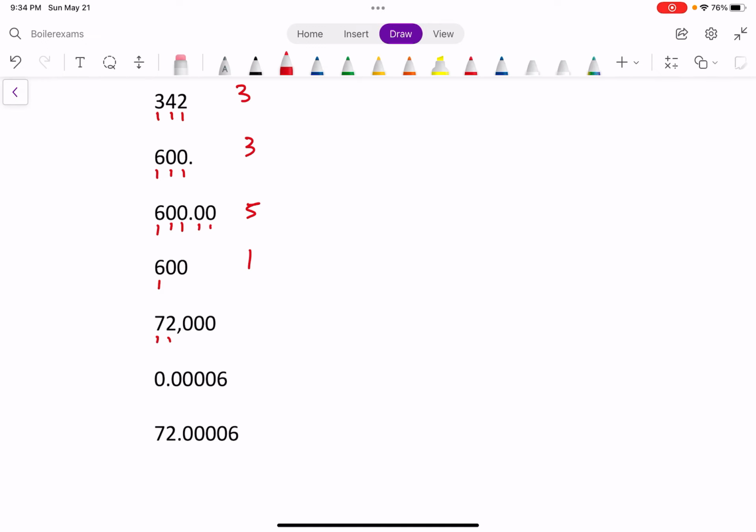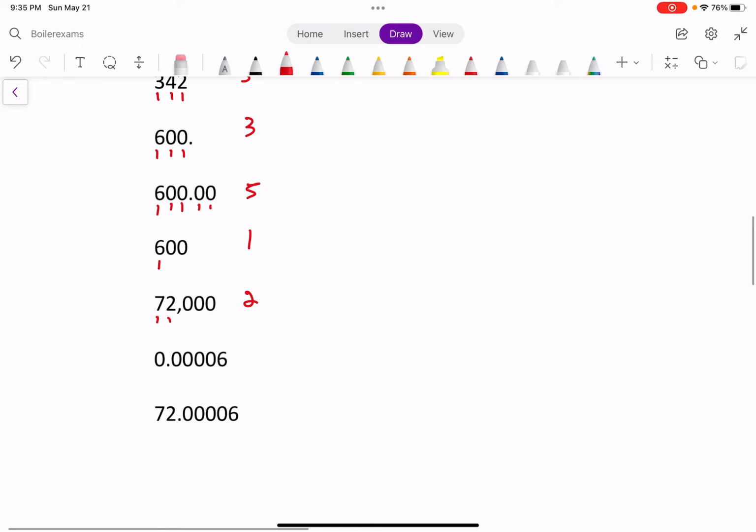We have a 7 and a 2, and none of the other zeros are significant, so we have 2 significant figures. And then same thing when you go to the right of a decimal point, none of these zeros are significant figures. We only have the 6. So that's 1 sig fig.